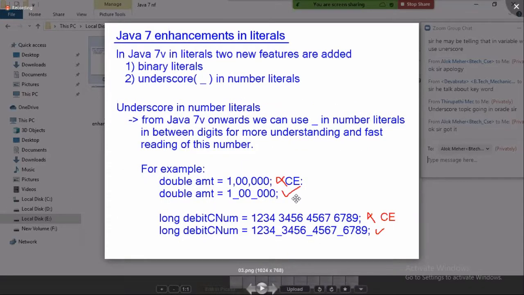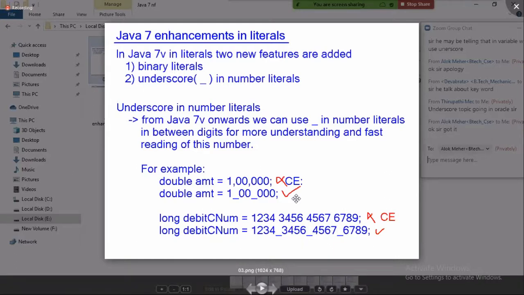The next, underscore in number literal. From Java 7 onwards, we can use underscore in number literals in between digits for more understanding and fast reading of the number. For example, for a double amount, comma is not allowed in Java. In place of comma, you should use underscore.